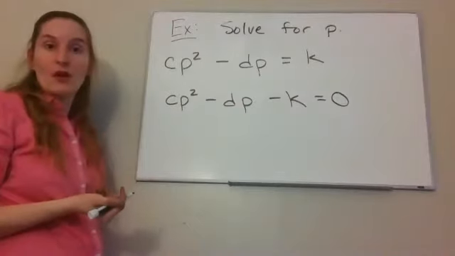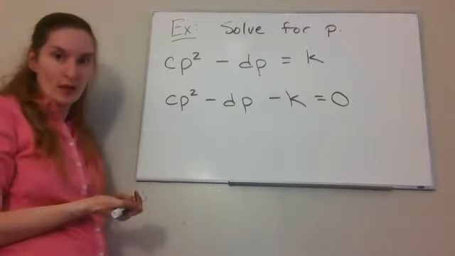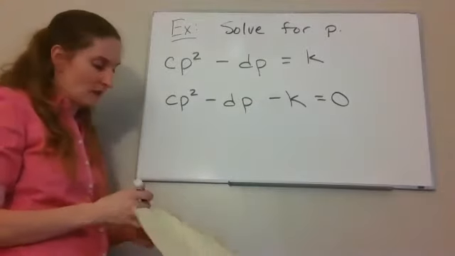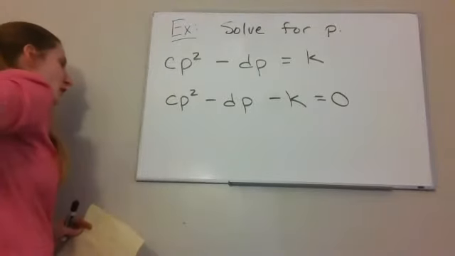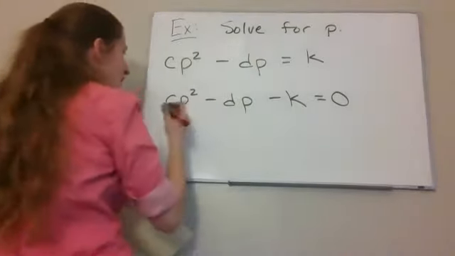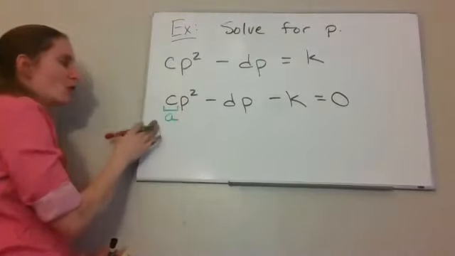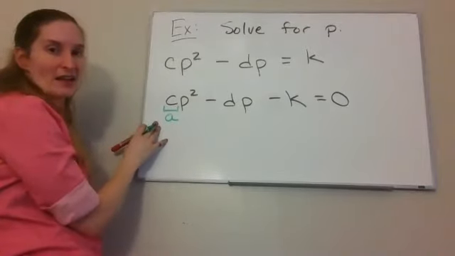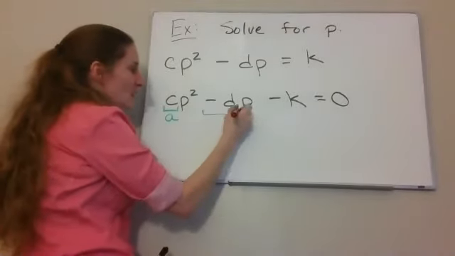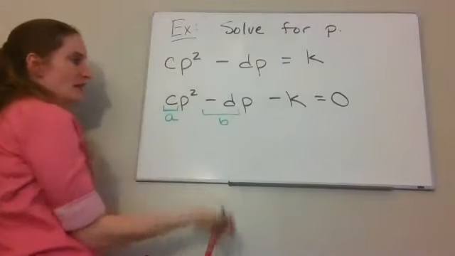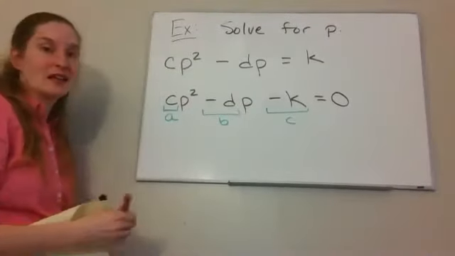And now we have to solve this quadratic equation. I personally would go for the quadratic formula on this. And now they're trying to scare us a little bit by using all these different letters. But when we're using the quadratic formula, it's given to us with A, B, and C. Don't get confused. In the formula, everywhere we see A, we're going to put C, because that's what it is in this problem. The B in the formula is going to be negative D, and the C in the formula is going to be negative K.